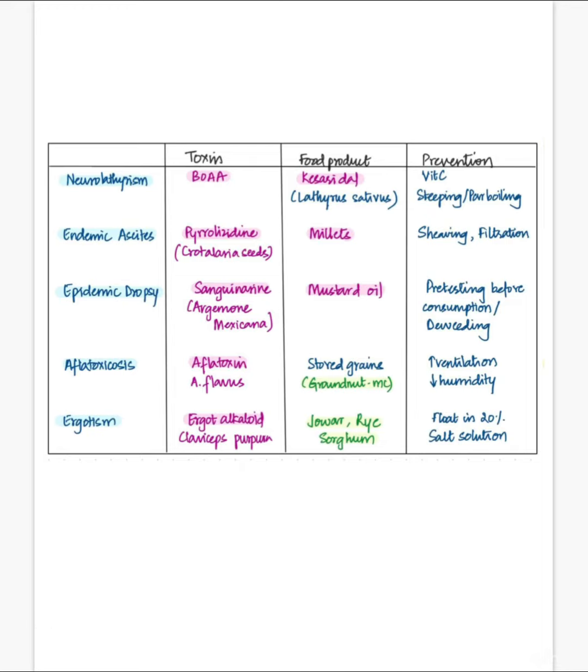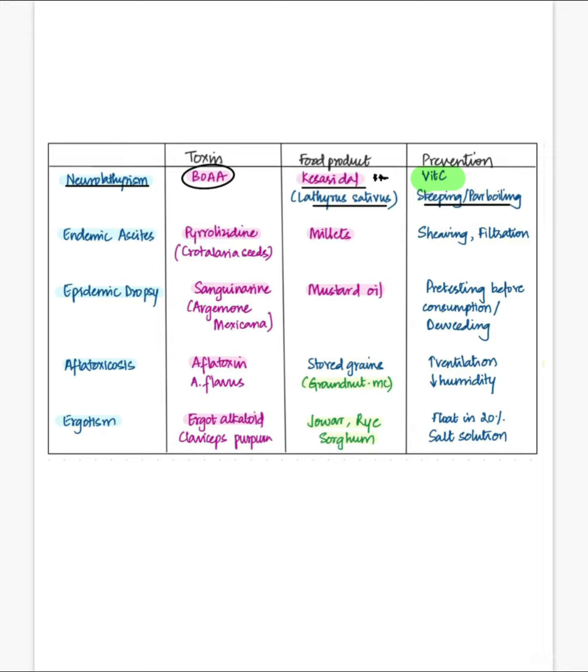One question is very much expected, and these notes are taken from Telegram. So thanks to her. Now moving on to toxins and food products and how to prevent them. First of all, neurolathyrism. This is due to beta-oxalylamino alanine intake. This is the toxin, and it is in a dal known as Lathyrus sativus, that is your kesari dal. And how can you prevent it? By washing it, that is steeping or parboiling, or adding vitamin C in the diet.